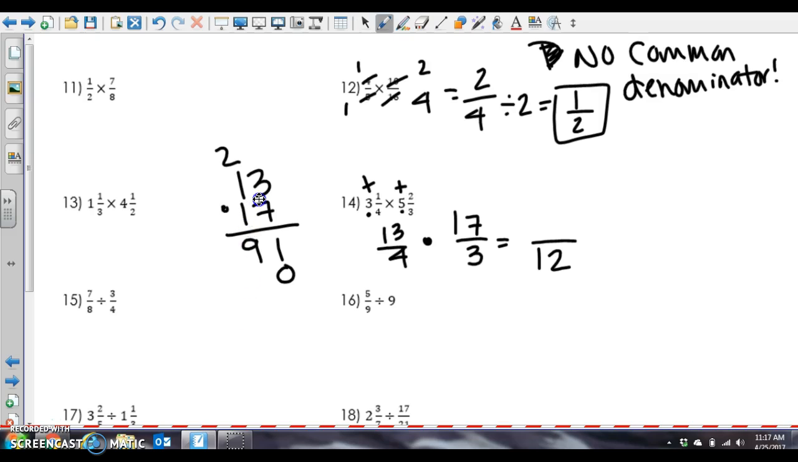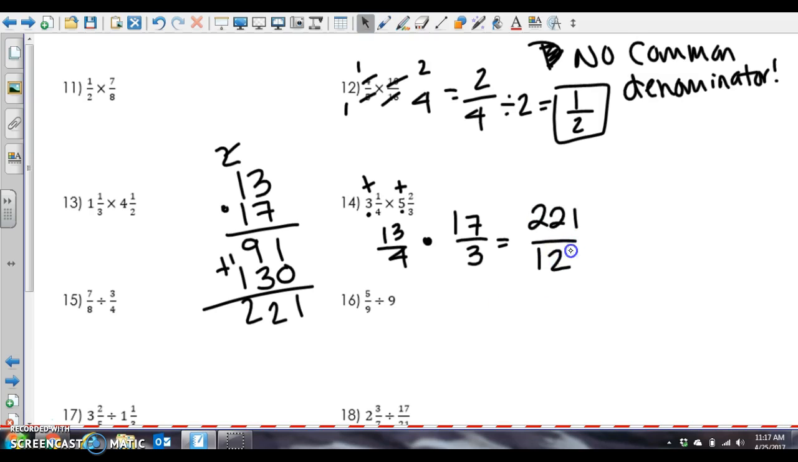there. 1 times, and we've already used this, 1 times 3 is 3. 1 times 1 is 1. Add straight down. 0 plus 1 is 1. 9 plus 3 is 12. So I get 221 over 12.